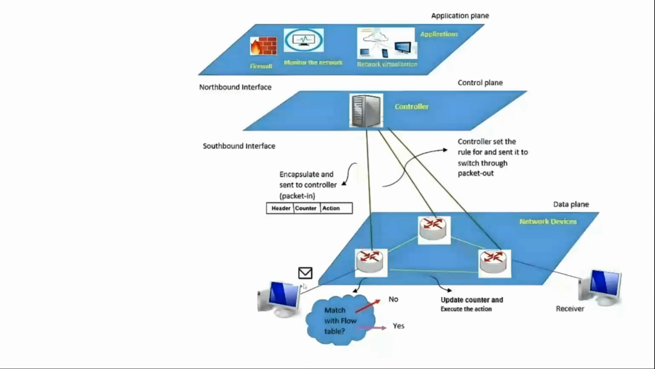The sender is sending data. The data reaches the first forwarding device. Now the forwarding device checks the flow table and it finds out that there is no match.